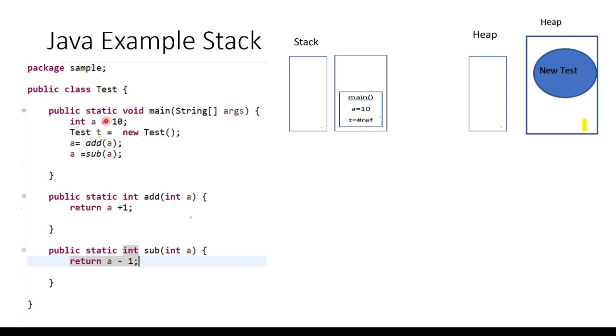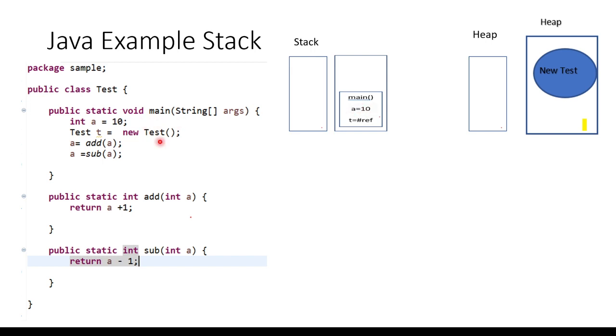It means we are declaring a variable a and assigning the value 10 to this variable a. This line is in the main method, so it will allocate some memory for the variable a in this stack block, and in that memory it will store the value 10. So here you can see in the main block the value 10 will be stored.